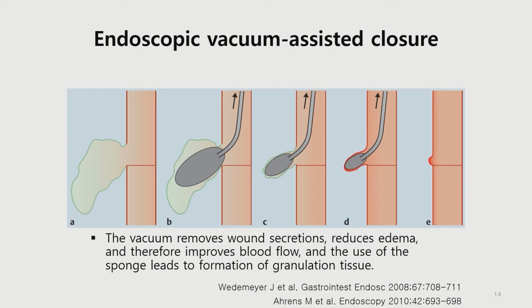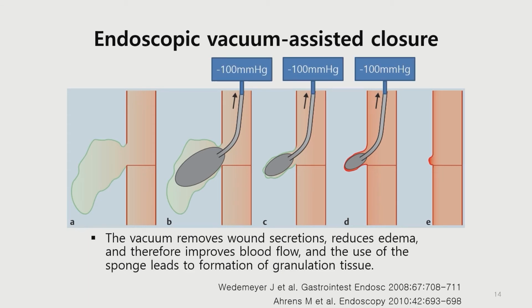A new alternative method, endoscopic vacuum-assisted closure, consists of the endoscopic insertion of polyurethane sponges into the abscess cavity induced by the leak, followed by application of a controlled continuous negative pressure. The vacuum removes wound secretions, reduces edema, and therefore improves blood flow, and the use of sponge leads to formation of granulation tissue. This results in a clean wound base and improves subsequent wound closure.